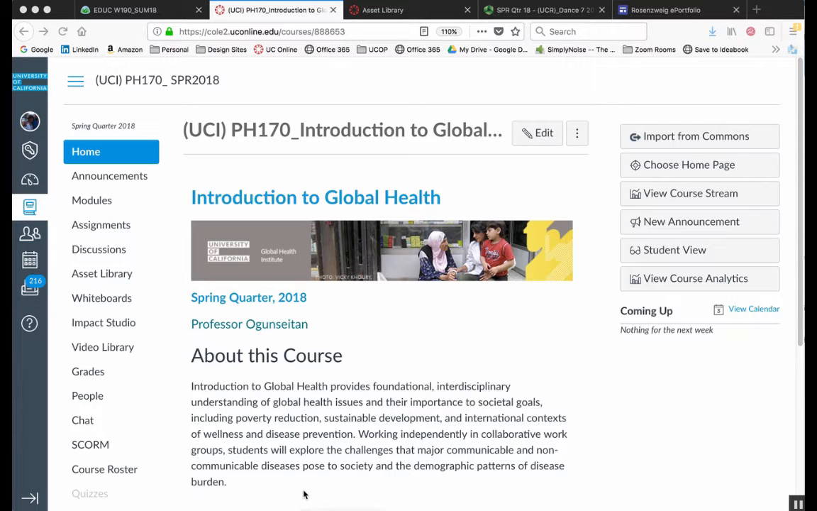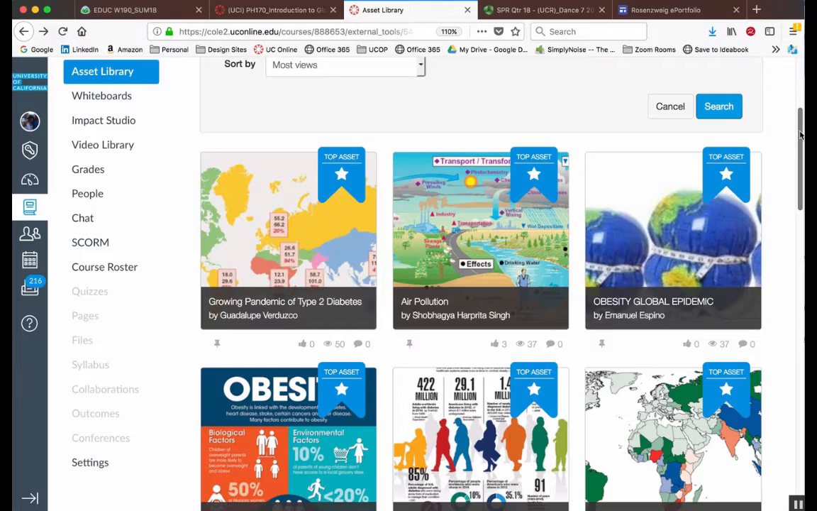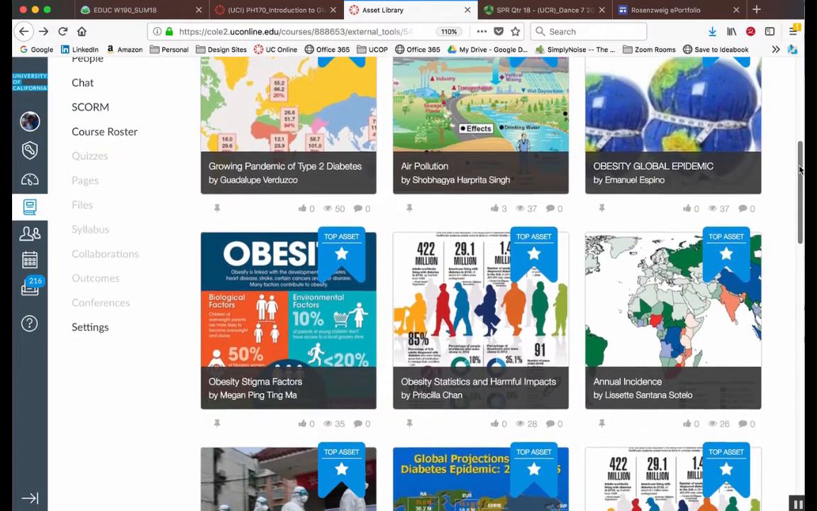In this example, I want to show you how I use concept mapping in the global health courses. Each week in the global health courses, students are asked to conduct independent research on a question or topic. They're asked to collect both scholarly articles and images that portray or contribute to learning and understanding about a particular global health issue. The students post their assets, their resources, to what we call the asset library.